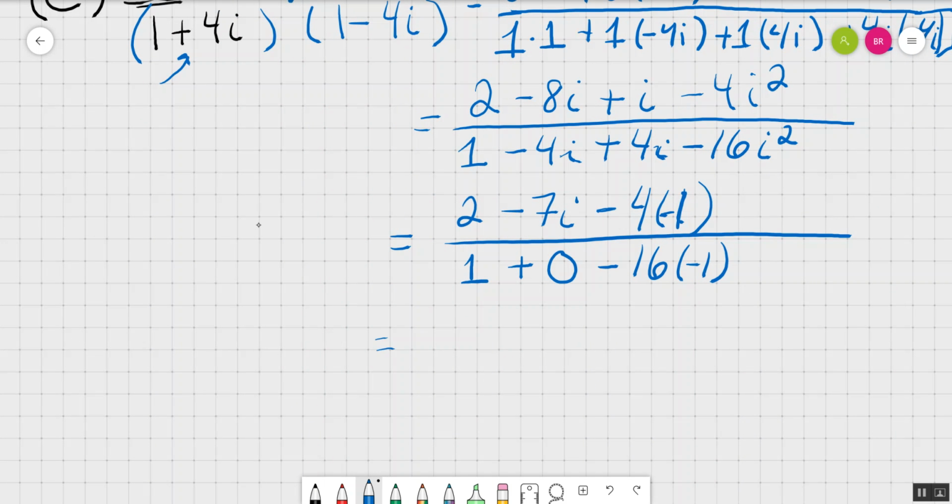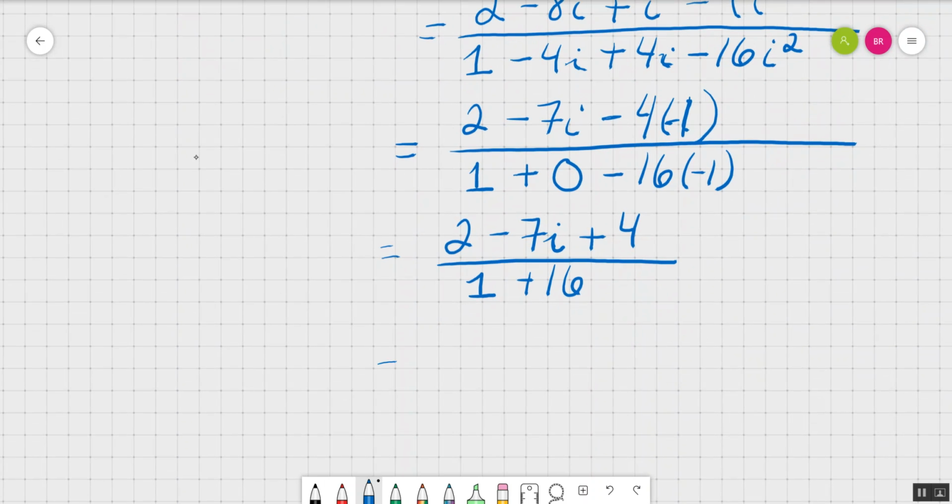So in the top, I'll have a negative 4 times negative 1, so that'll give me a plus 4. On the denominator, I'll have 1 plus 0, which is 1. Negative 16 times negative 1 will give me a positive 16. So that's going to give me a 17 in the denominator.